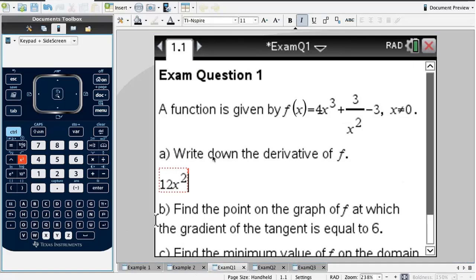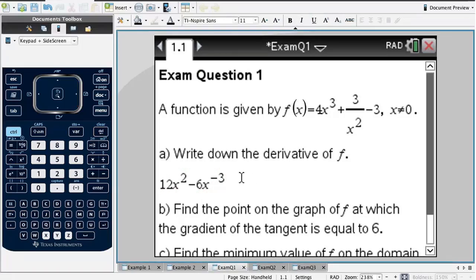Now, here's the thing. We have to remind our students to make sure they write this in index form, so it would be 3 times x to the negative 2 before they differentiate it. And then it will become negative 6x to the negative 3, because negative 2 minus 1 is negative 3. Okay, and then the 3 is a constant, so it's nothing there.